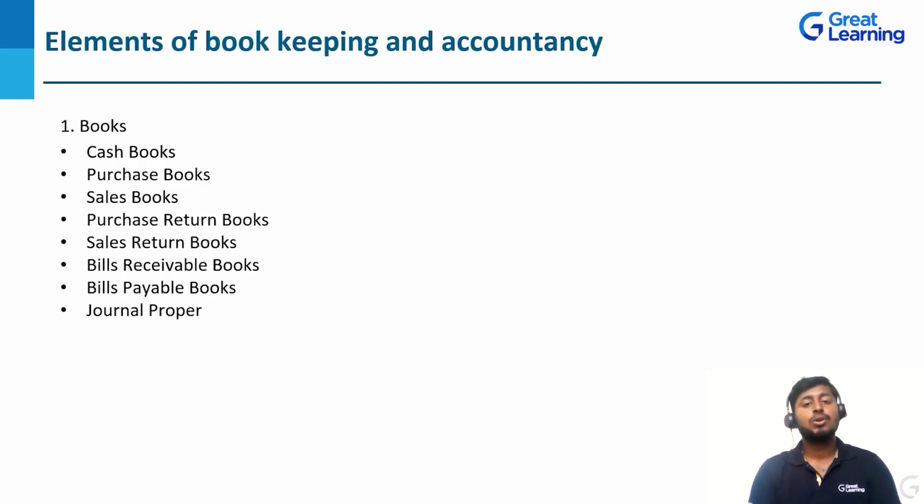So, cash book. What are they going to maintain in the cash book? Whatever the cash inflow and cash outflow is, whether it is cash received by the company or cash paid by the company, all those transactions will be recorded in the cash book. The second one, purchase book. In the purchase book and the sales book, they are going to maintain specifically only the purchase entries and sales entries. Next, purchase return books.